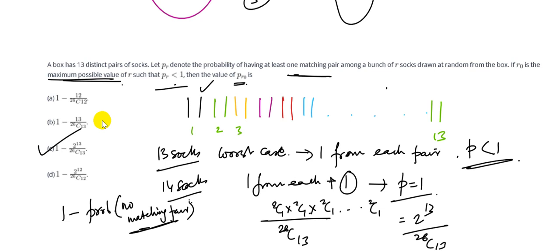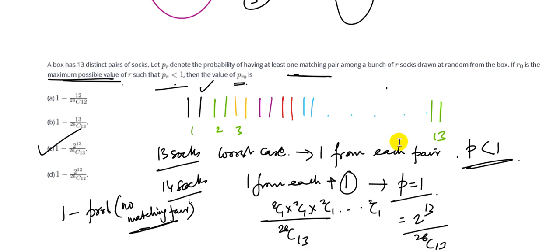And when you are looking at the calculation of the numerator, which is the number of ways in which you can choose without a matching pair, there also you have to understand that I have to pick one from each pair. So there comes the formula. Each pair contains two, I have to pick one, 2C1, into 2C1, into 2C1, up to 13 times.